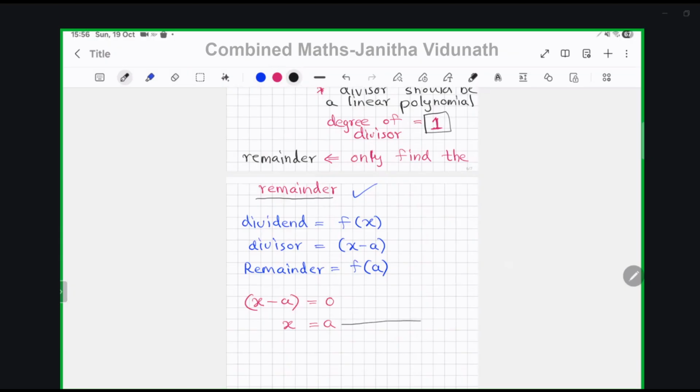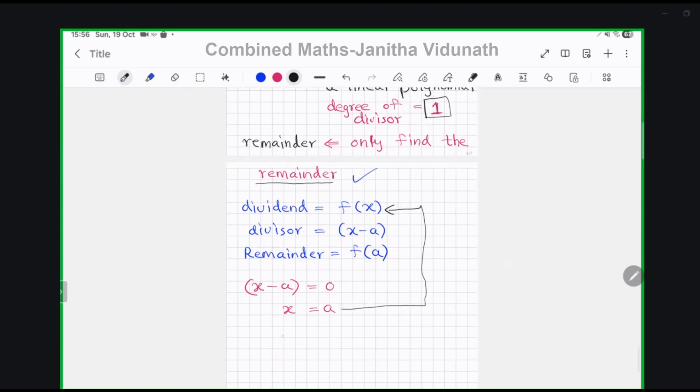Then we substitute that value into our dividend. That means in f, we substitute x as a. Then we get our remainder. Very easy one. Let me repeat first. We set our divisor to 0, that means we equate it to 0 and find the value of our variable, that means x equals a. Then we plug this value into our dividend. Very easy method.